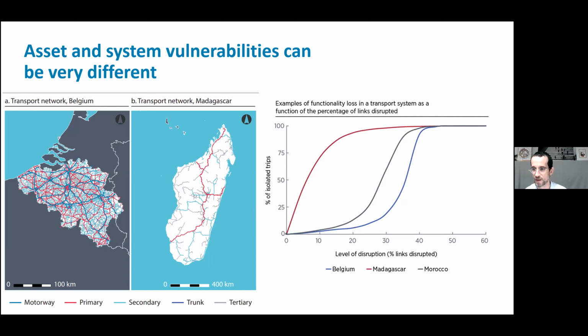So what we're trying to do here is say that for a government assessing the value of building more resilience, the value per project will be much higher in Madagascar than in Belgium, because the network has no redundancy. And similarly, and I'll come back to that, if you're thinking about what you want to reconstruct, you can create priorities based on those types of analytics.